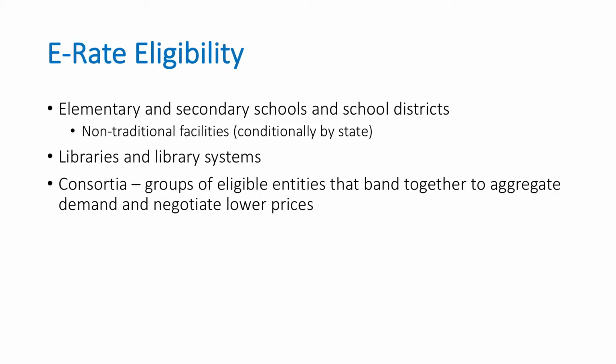Eligibility. Who is eligible to receive these services? Basically, any elementary and secondary schools and school districts throughout the state are eligible. Charter, private, etc. Basically, any of those. Non-traditional facilities are conditional by state, it varies across the country. Libraries and library systems are eligible. Then consortia groups. A consortium is just a group of schools or a group of libraries that have come together to receive internet connection and or internal connections together, just to leverage buying power on a larger scale.